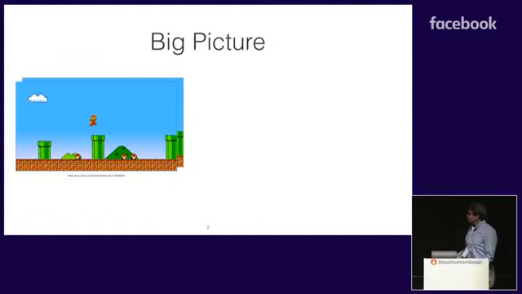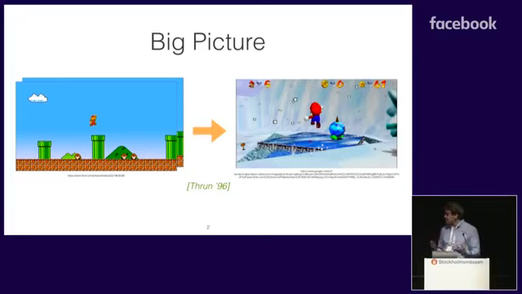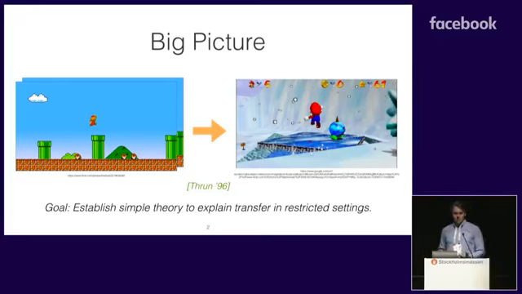So big picture, the goal of this work is to help understand this classic problem of an agent interacting with a bunch of problems and then using knowledge acquired from those problems to help solve some relatively similar problem. In particular, the perspective we take in this work is to establish some simple theory that can help explain near-optimal transfer in this restricted setting for two kinds of knowledge, both policies and values.